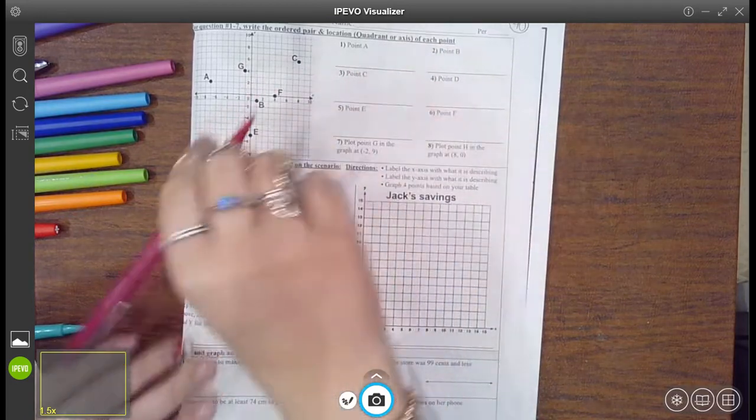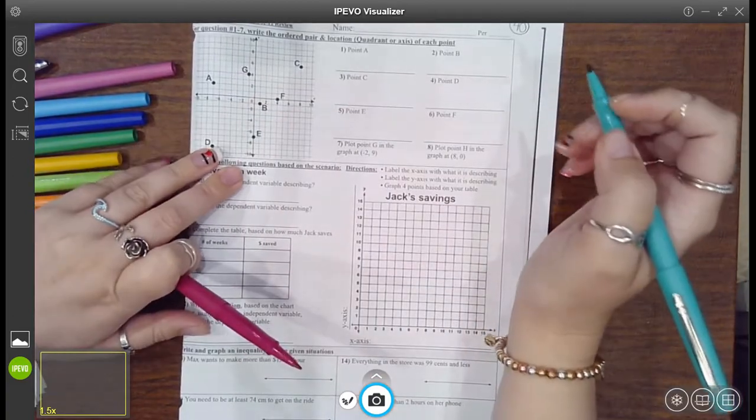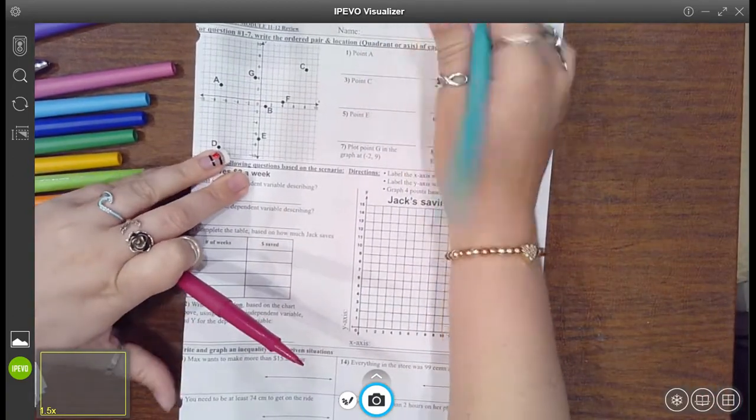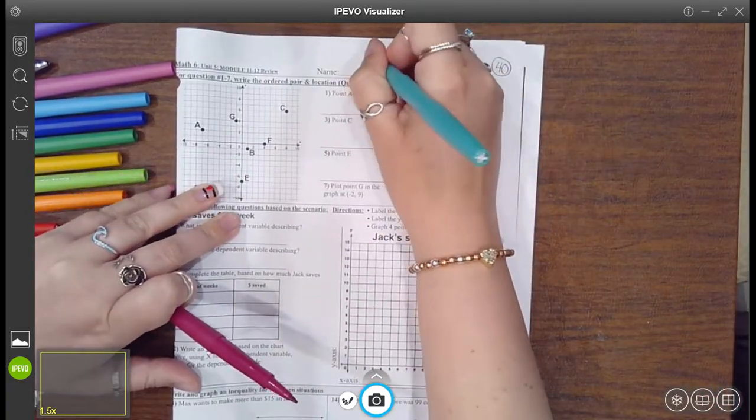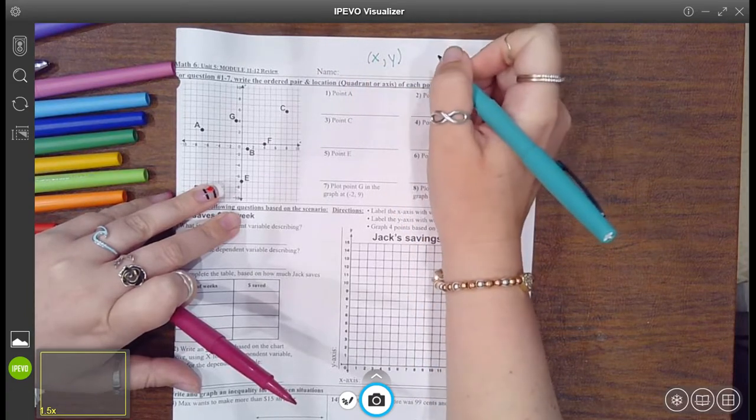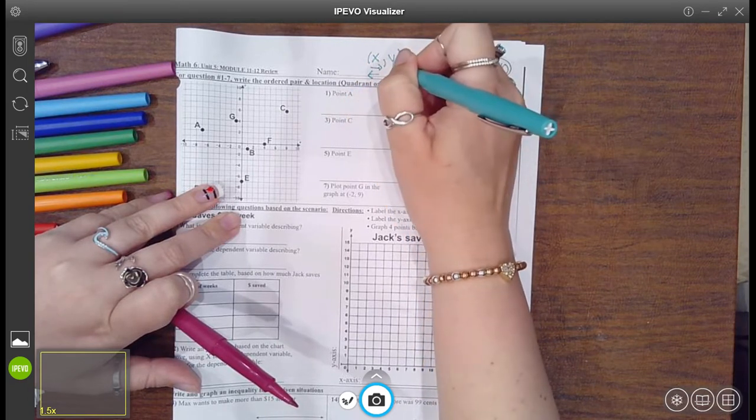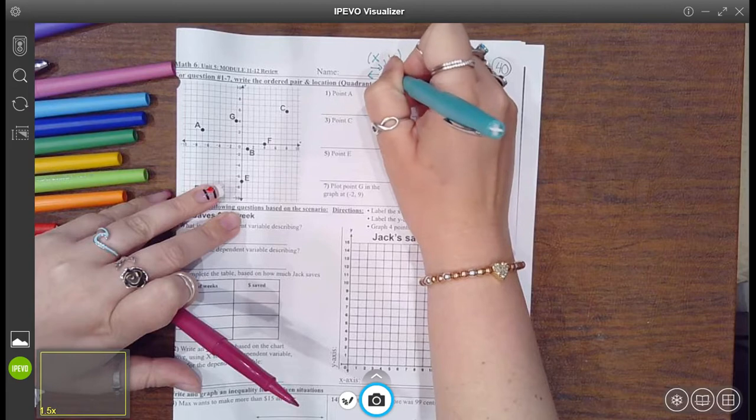For the first one, point A is right here. Remember that when you're graphing points, the first number is always your x. The second number is always your y. The first number tells you right or left. The second number tells you up or down.